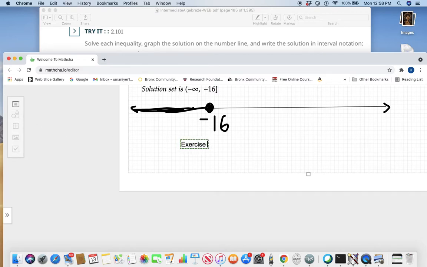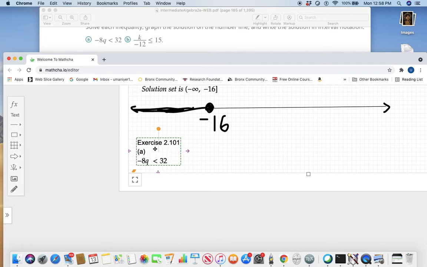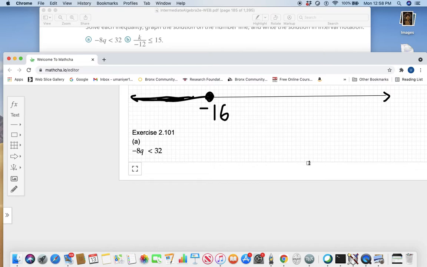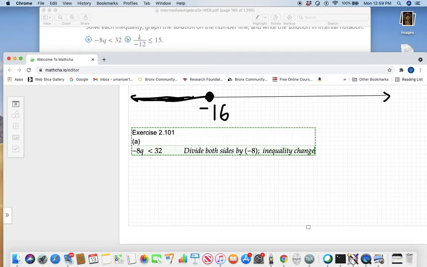Okay, now let's try a few more exercises here. Exercise 2.101, A part, negative 8q less than 32. Okay, so you want to solve for q. Well, this requires us to get rid of negative 8. Negative 8 is multiplying q. So you want to divide both sides by negative 8. When you divide by a negative number, the inequality changes.